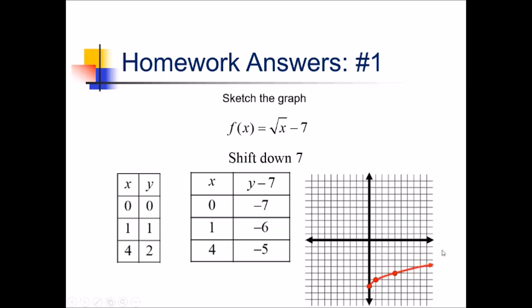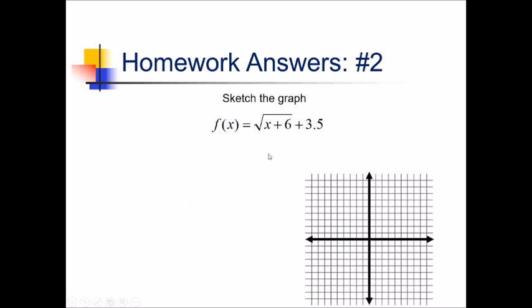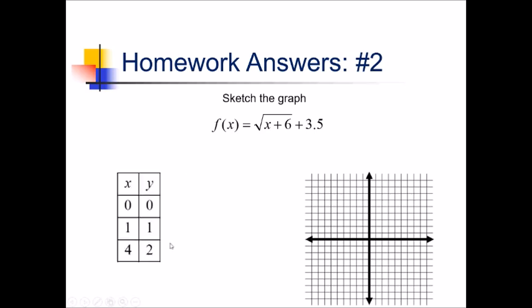To graph this square root function, I'm going to first make a table with my parent function's 3 points that I always use: 0, 0, 1, 1, and 4, 2. And then I'll transform each of those points according to this function. Taking a look at what's happening here, we're adding 6 inside the square root function. So that means we are going to be shifting left 6. And then the plus 3.5 outside means we're shifting up 3.5.